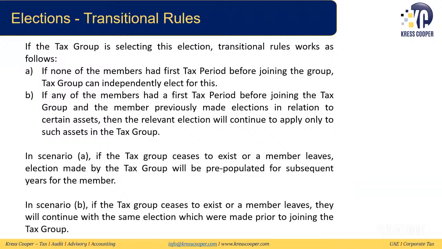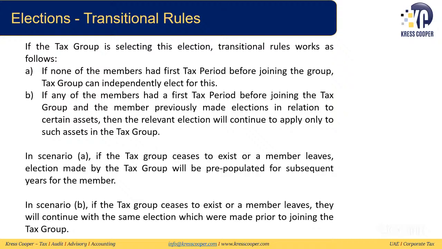Now, if a tax group is selecting this election, how it will work is that if this is the first tax period, the first year for the tax group, and nobody has made any election, then the tax group can make this election, whether they want to go for this transitional relief or not. But if any member, for example, made the election in the first tax period and then joined and formed the tax group, then whatever election it has made will be applicable to the whole of the tax group as well.